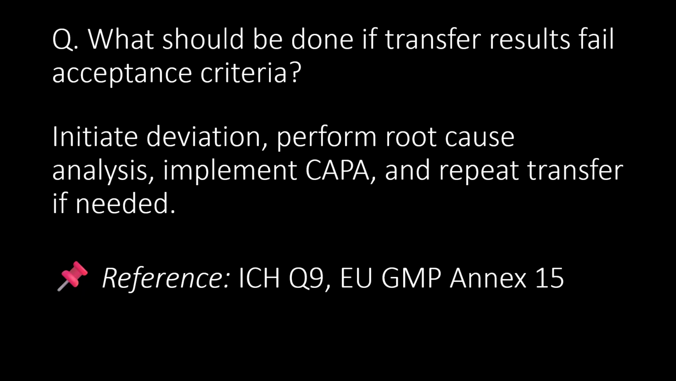What should be done if transfer results fail acceptance criteria? Initiate deviation, perform root cause analysis, implement CAPA, take corrective and preventive actions, and repeat transfer if needed. Reference ICH Q9 and EU GMP Annex 15.